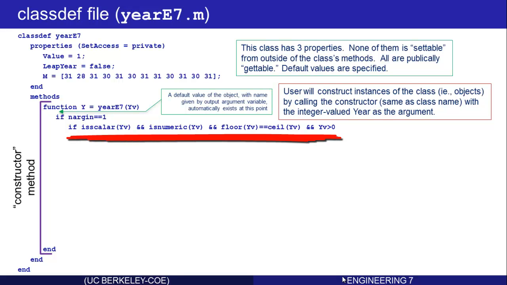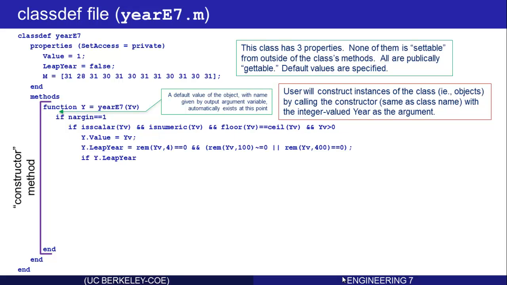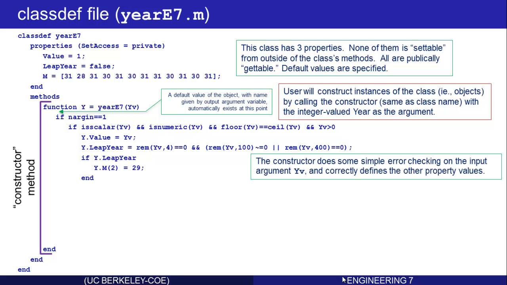First, the argument is checked to see if it's a scalar, numeric, an integer, and greater than 0. And if so, then the value property is set to that year. The leap year property is set to a logical, depending on whether or not this represents a leap year. And if it is a leap year, then the M property's second entry is changed from 28 to 29. So what's happening here? Well, the constructor is doing some simple error checking on the input argument YV and correctly defining any property values away from their default value.